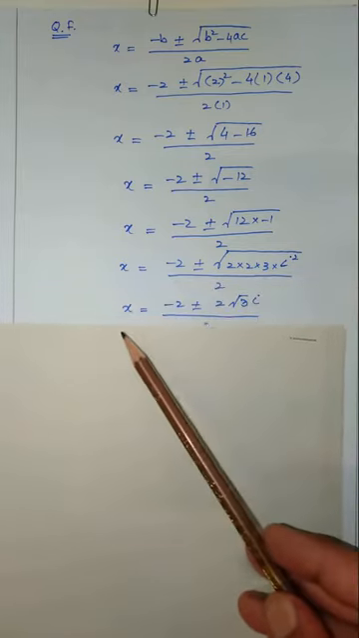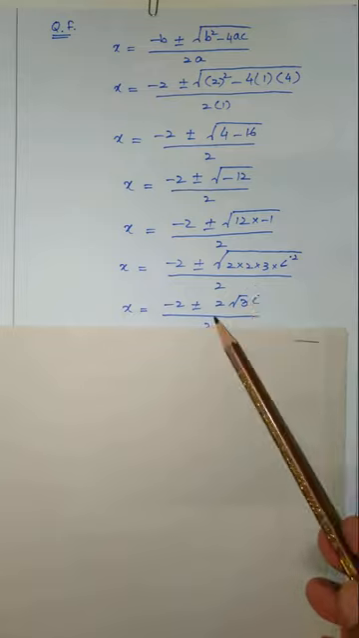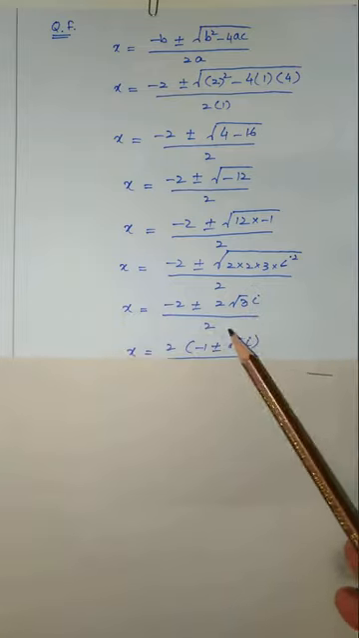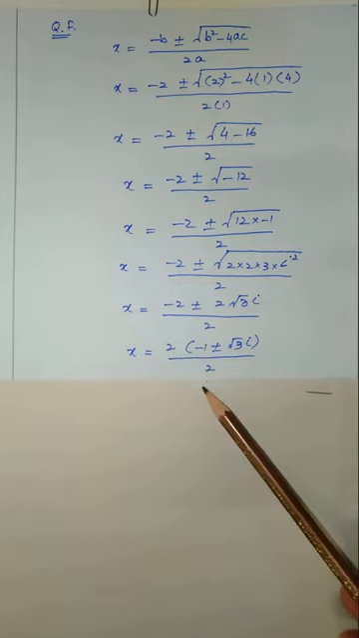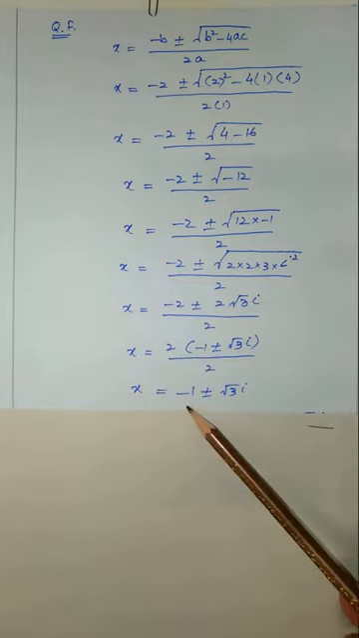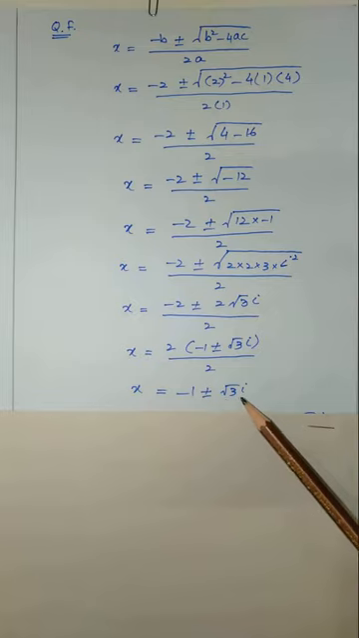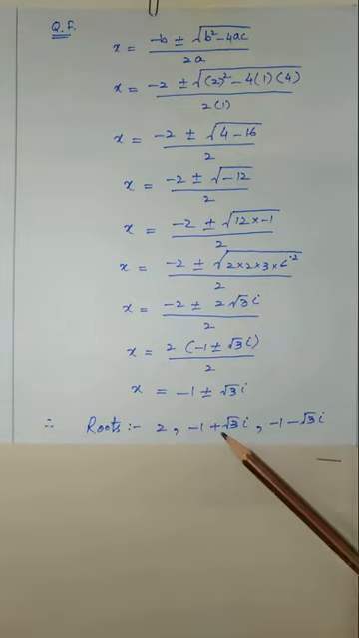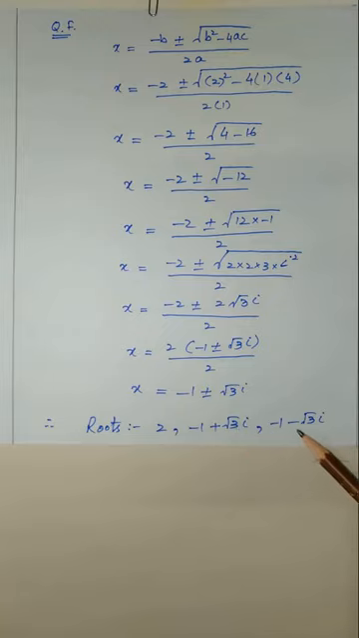Now factorizing this 12: 2 into 2 into 3. So x is equal to minus 2 plus minus 2 square root of 3 iota, divided by 2. Taking 2 common, 2 cancels with 2. So x is equal to minus 1 plus minus square root 3 iota. Hence the roots are 2, minus 1 plus 3 square root iota, and minus 1 minus 3 square root iota.